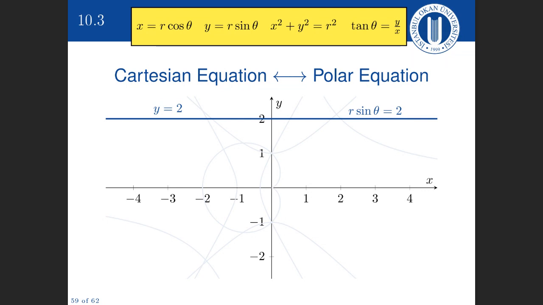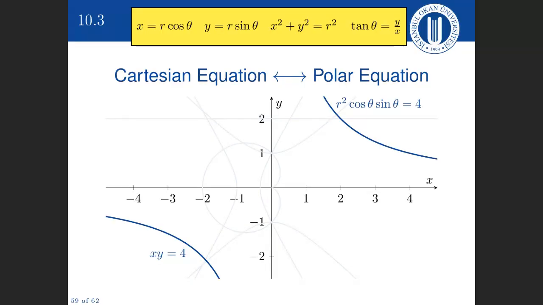This is the line y equals 2, but of course, because y is the same as r sine theta, the polar equation for this line is r sine theta is equal to 2. Let's move to the next one.